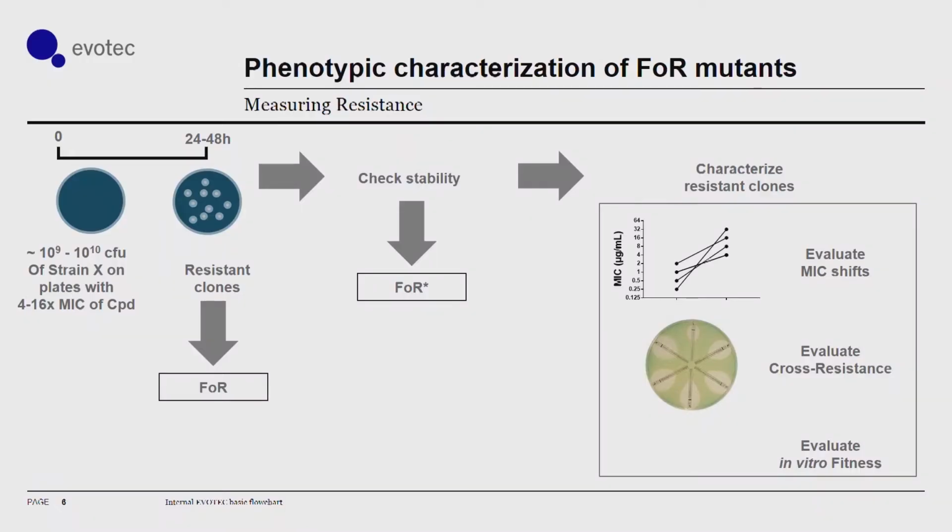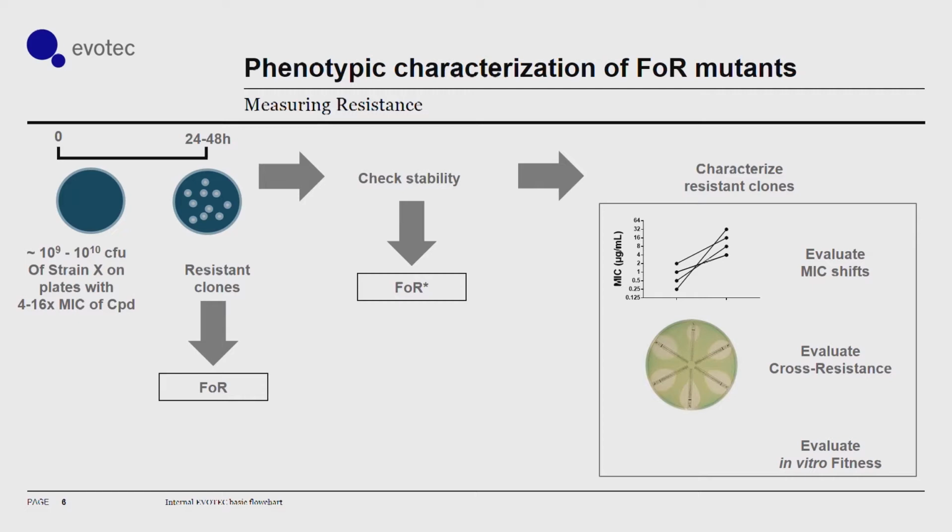The second point that I wanted to stress is that once you've measured your frequency of resistance, you check the stability, you've got a corrected frequency of resistance, then you need to characterize the clones themselves. Usually the characteristics that you should be performing is to evaluate the shifts in MIC. Even if you selected at, let's say, 4 times the MIC, obviously the resistant clones might have a MIC shift much more than 4. And that is usually worse. So you need to evaluate those MIC shifts for each clone, or for as many clones as you can.